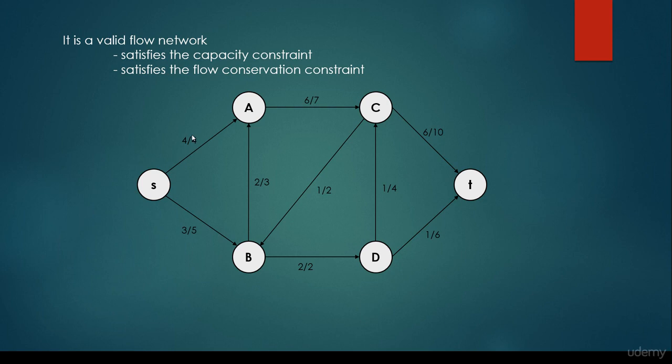What is the capacity constraint? That the capacity is always greater than the given flow for every single edge. Okay, the flow may be equal to the given capacity, it is allowed, but it cannot be greater. I mean, the flow cannot be greater than the capacity, and it satisfies the flow conservation as we have seen.